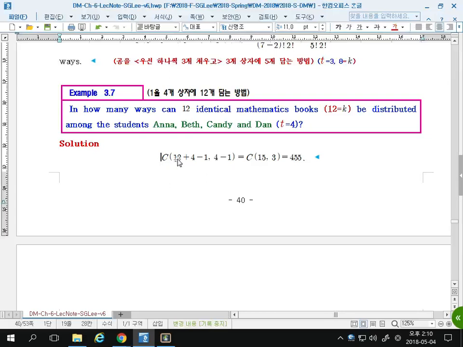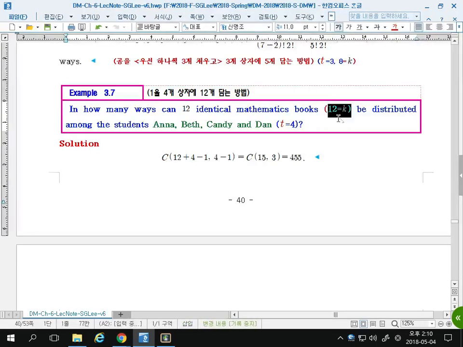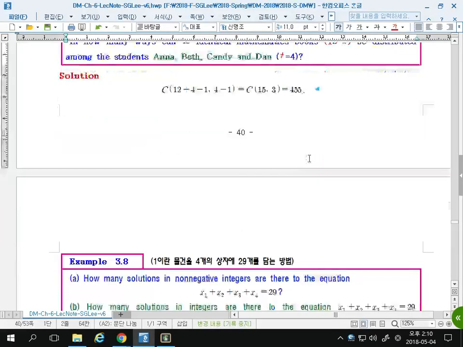Okay. Next example. In how many ways can 12 identical mathematics books be distributed among the students Anna, Beth, Candy, and Dan? Same problem. It's just that t is equal to 4 and k is equal to 12. So k plus t minus 1, which is 15, and t minus 1, which is 3. So 15 choose 3 is the answer.